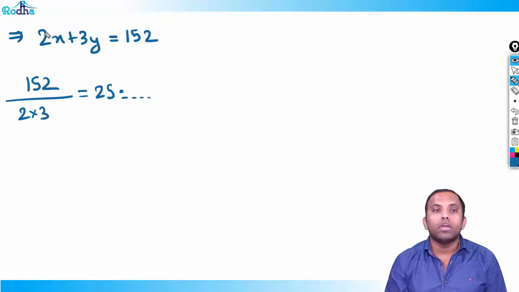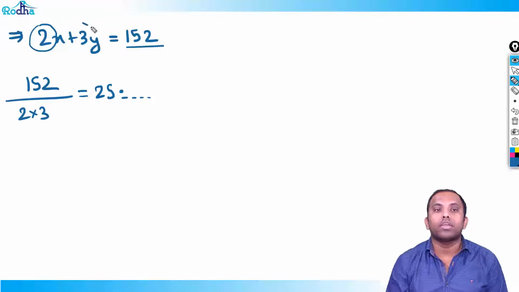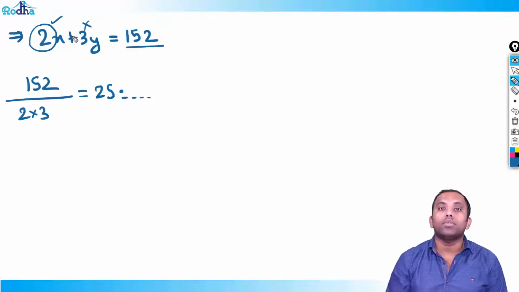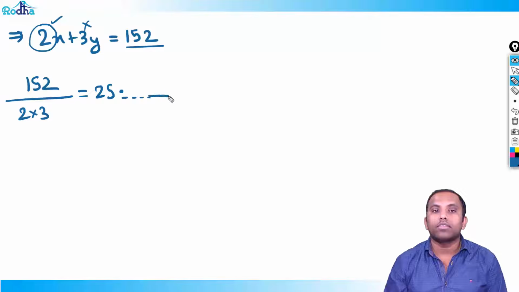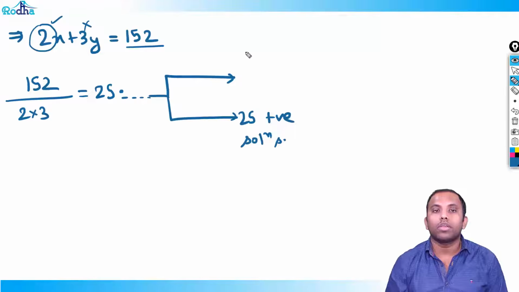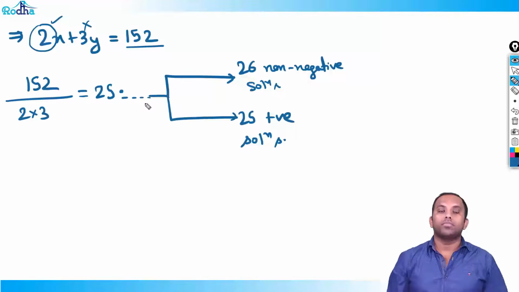Here only 2 is a factor of 152, not 3. So only one of them is a factor. So in this case, I will get a decimal, so ignore the decimal part. So there will be 25 positive integral solutions and 26 non-negative integral solutions. This is the answer, right?